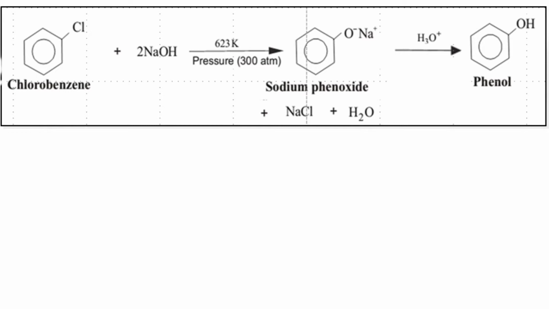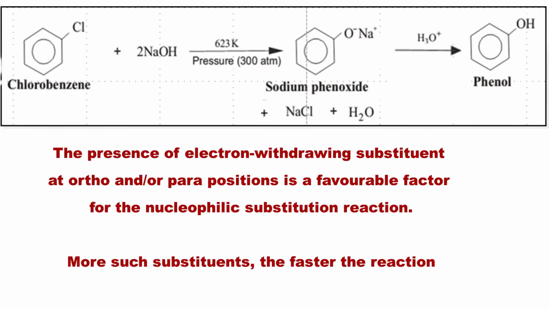Here, in Dow's process, chlorobenzene is treated with sodium hydroxide, but you need a very high temperature and pressure. As always in NEET, you don't need to remember the exact temperature and pressure, just know that it is very high temperature and pressure. You end up getting the corresponding sodium phenoxide. Because it is sodium hydroxide, if you form phenol, it will become sodium phenoxide. That sodium phenoxide can be converted into phenol.